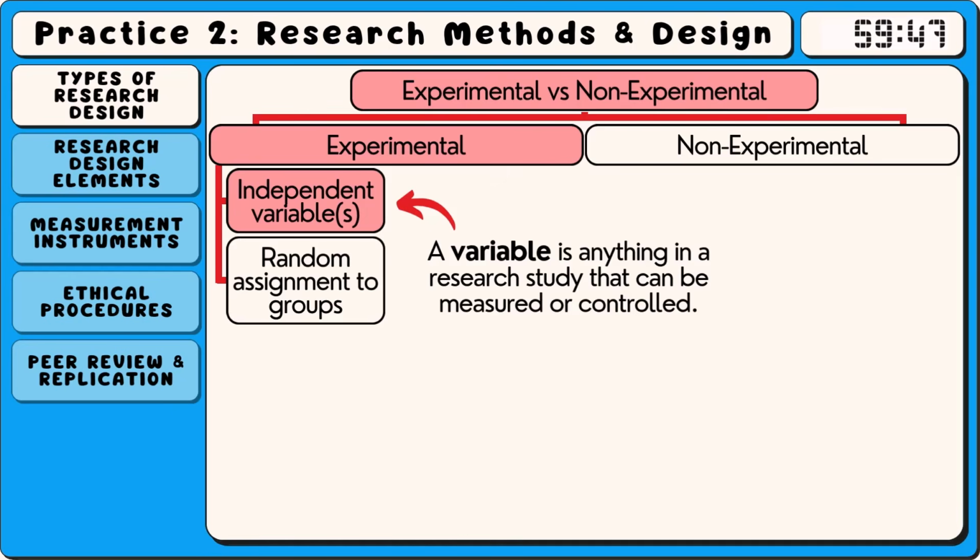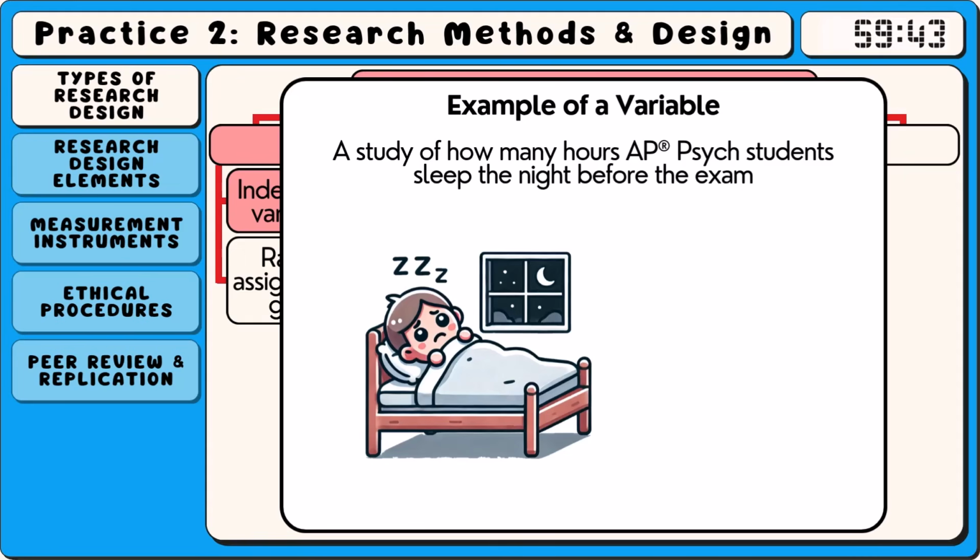Essentially, a variable is anything in a research study that can be measured or controlled. For example, in a study of how many hours AP Psych students sleep the night before the exam, one variable would be the hours of sleep. That's something the researcher is measuring.